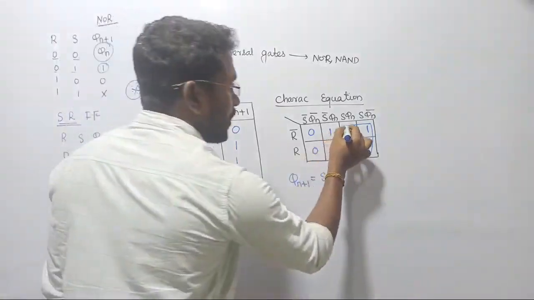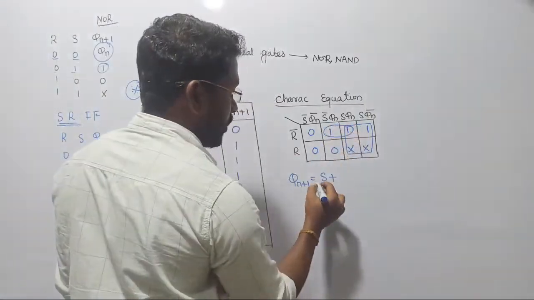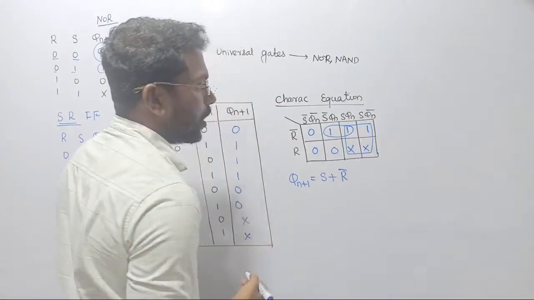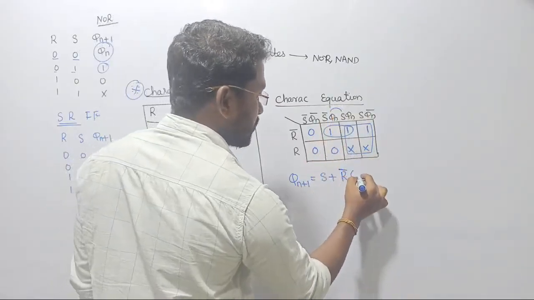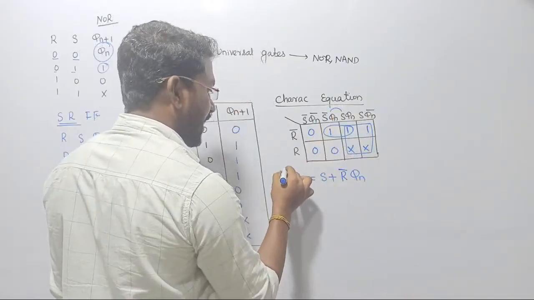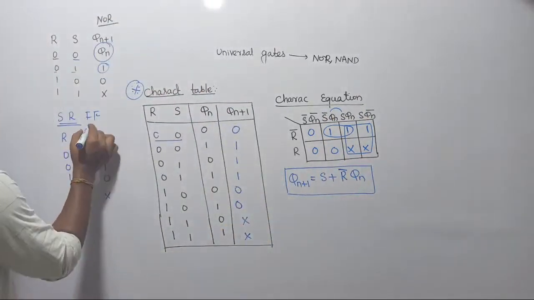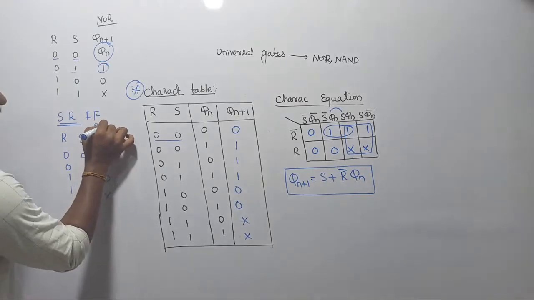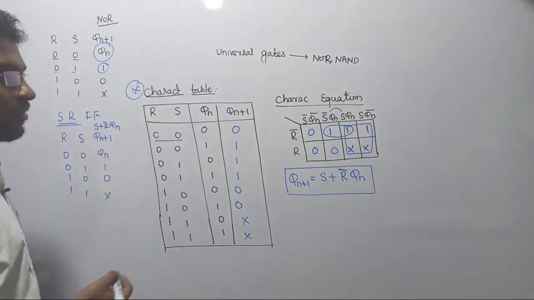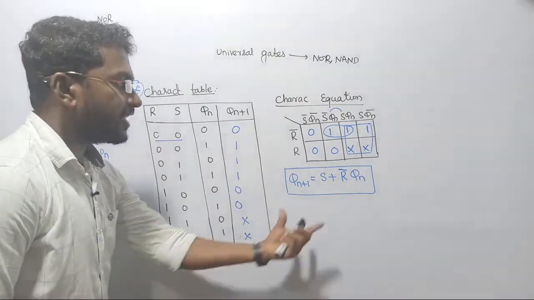The second case, there is one more grouping. If I group this one, here it is going to be immediately R bar into the common term between these two, which is going to be Qn. So this is the characteristic equation of your SR flip-flop. Clear? So let me put that one also here. So I am getting S plus R bar Qn. In future I am in need of these things. Okay, fine. So this is the characteristic equation.